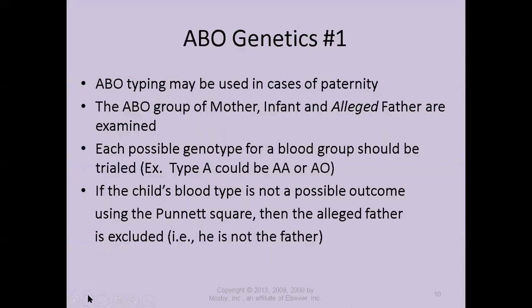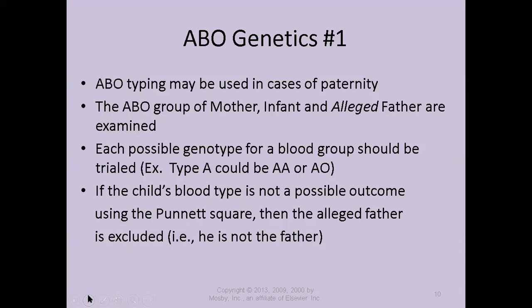So let's get into ABO genetics a little bit. ABO typing can be used in cases where there is a question of paternity. In these instances, the ABO group of the mother, the infant, and the alleged father, meaning the person who the mother is claiming is the father, would all be tested.